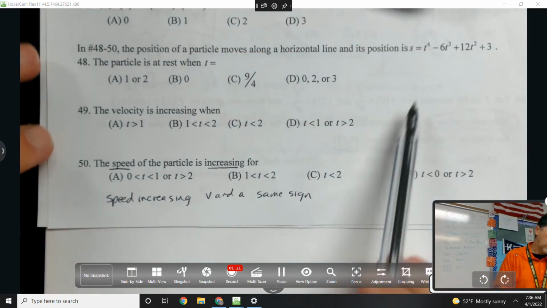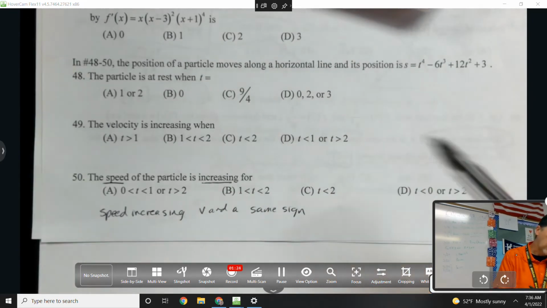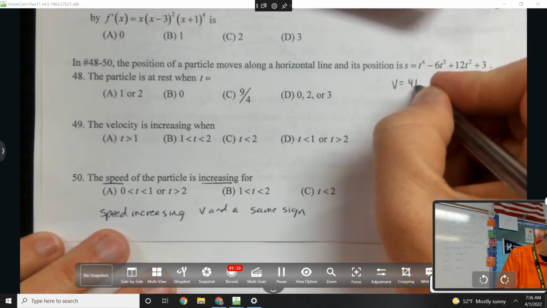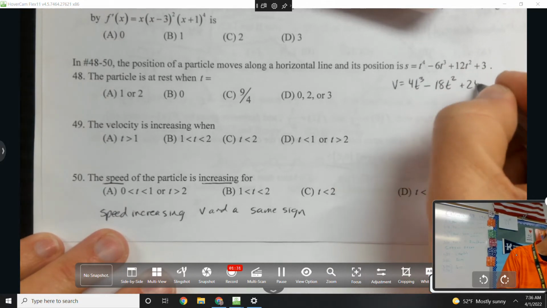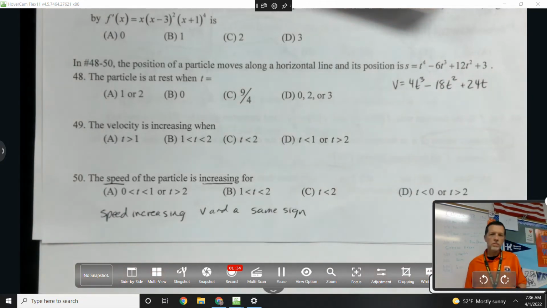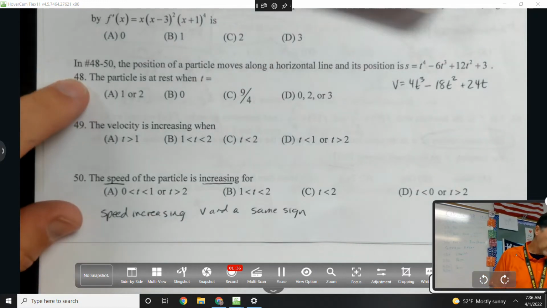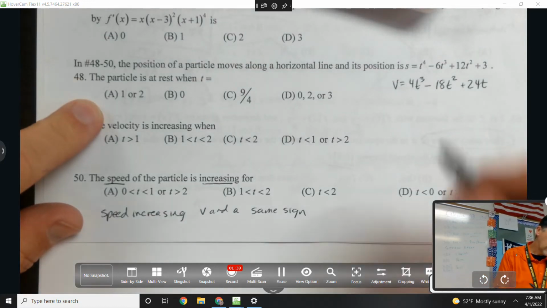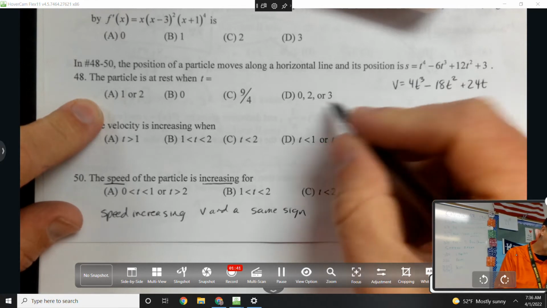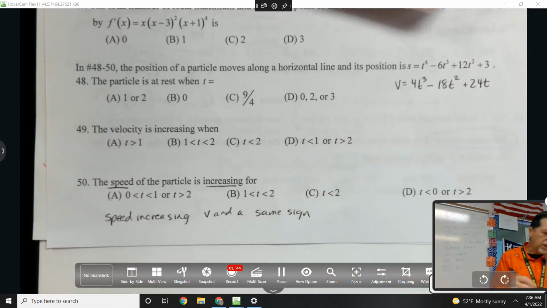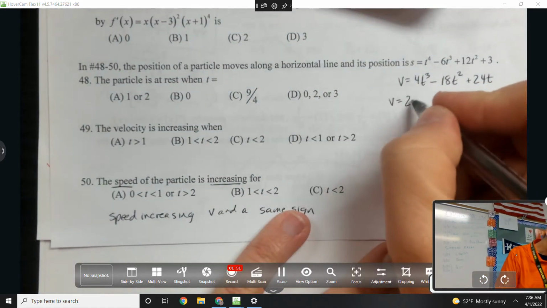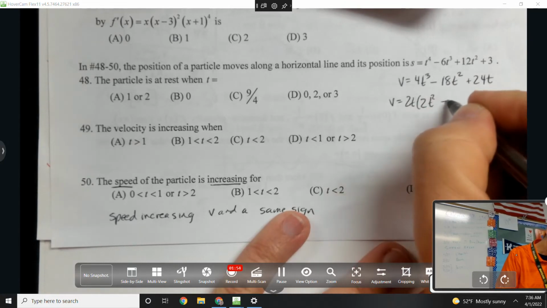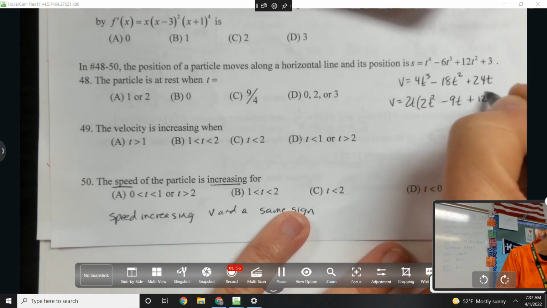So let's back up to, there's the position. So velocity is 4t cubed minus 18t squared plus 24t. The particle is at rest when velocity is zero. Well, I think I need to get all of the signs. I basically need to do the overlapping sign chart thing to see where velocity and acceleration match up. So if I factor out a 2t, I get 2t times 2t squared minus 9t plus 12.